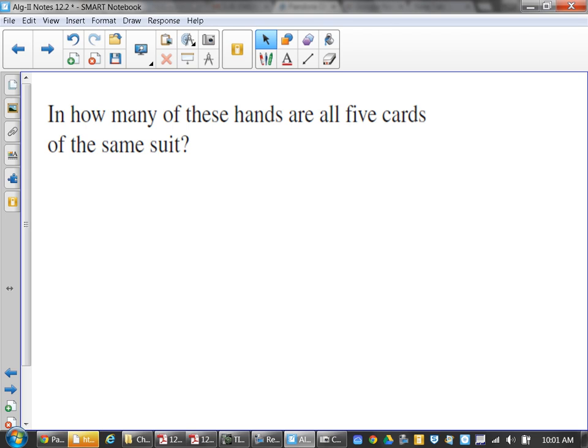How many suits are there? 4. How many do you have to choose from? 4. So, let me rephrase: 4 choose 1. That's all it is. You're choosing a suit first. So, once you pick the suit you're looking for, I mean, it's not like you're really doing that.